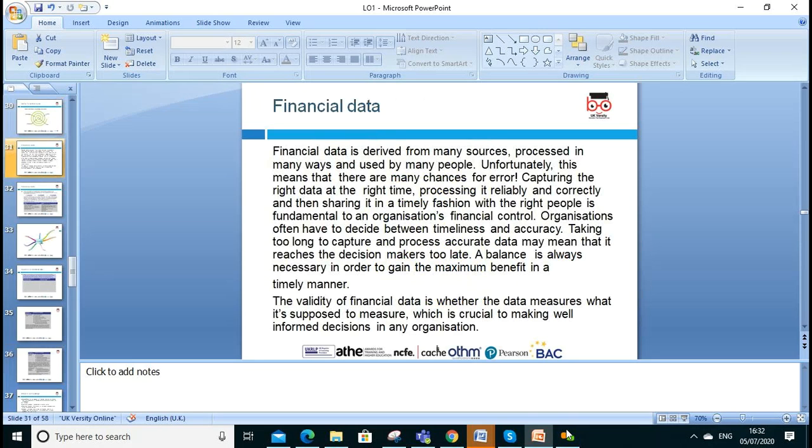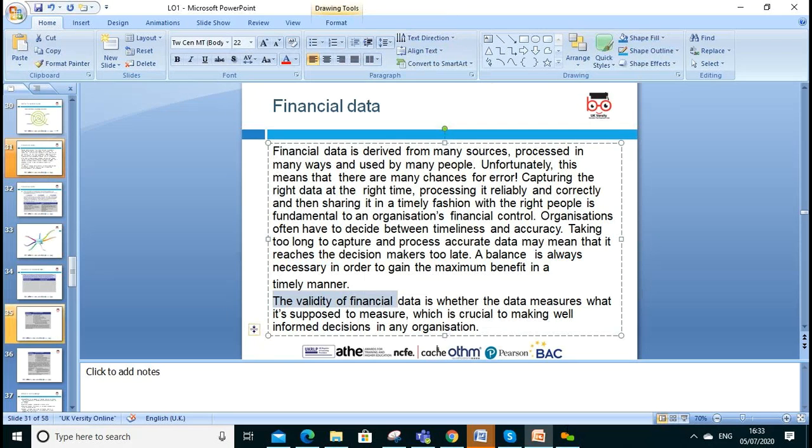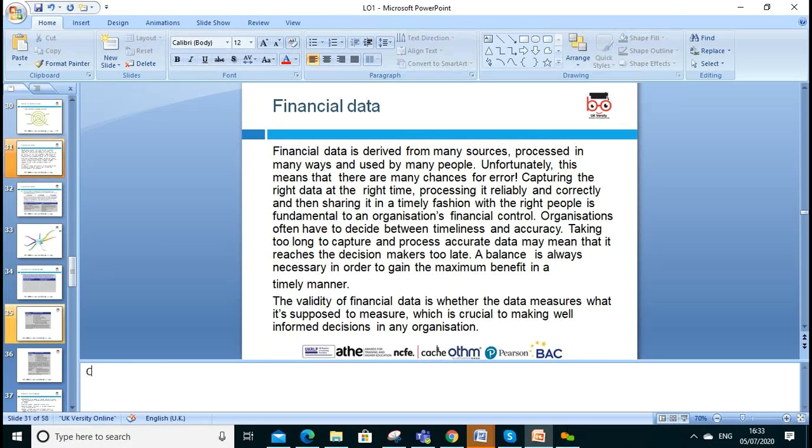Okay, financial data, when we look, it can be derived from many sources, processed in many ways, and by many people. Unfortunately, this means there are many chances of errors. So that's why we capture the validity of the data. We need to think about how valid the data we have is, before COVID-19 and now.